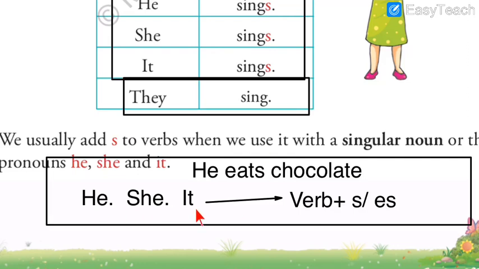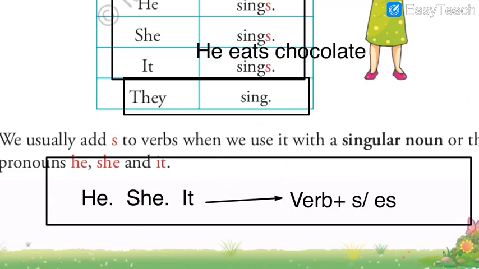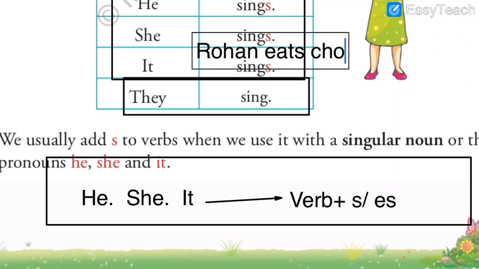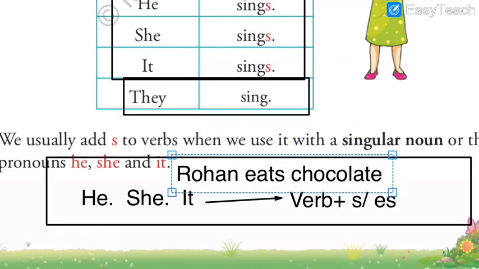Now not only he, she, it, even if I write anyone's name, whether it is a girl's name, whether it's a boy's name, still you have to add S or ES. Now let me give you one more example for that too. Rohan eats chocolate. Now as the sentence started with Rohan and not he, she, it, but still it is a name. So even if there is a proper name of any girl or a boy, you need to add S or ES in the verb. I hope that this is very, very clear to you all.